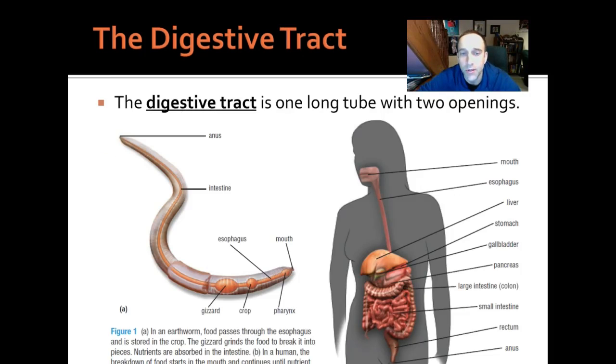Here are two examples of a digestive tract, which is very simply a long tube with two openings. One opening for food intake and one opening for waste removal. Along the way, food is broken down and digested by various organs, and then ultimately the nutrients that our body needs to perform life functions are absorbed.